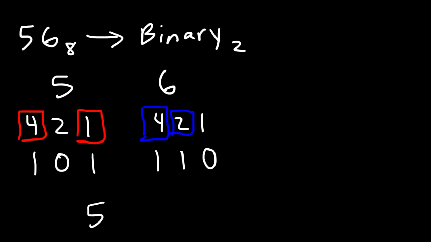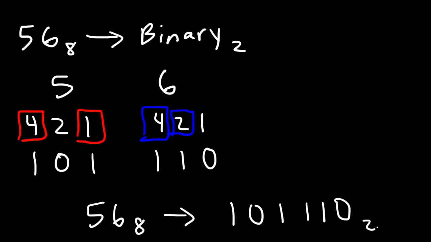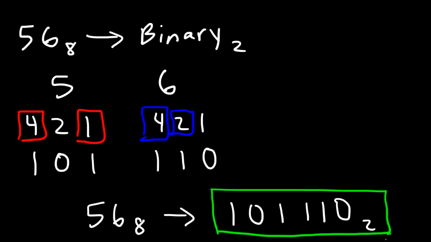So 56 in the octal system is equal to 1, 0, 1, 1, 1, 0 in the binary system. And so this is the final answer for this problem. And that's how you can convert a number in the octal system to a number in the binary system. Now let's try another problem. So let's convert 35 from the octal system to a number in the binary system.